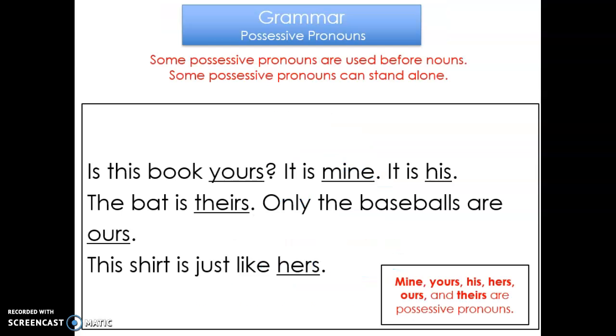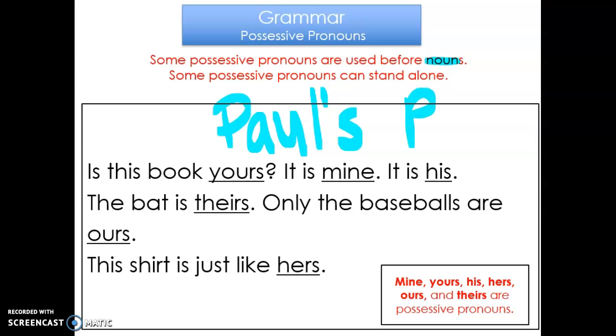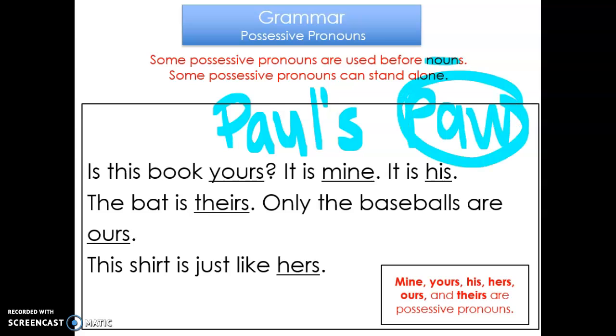So remember that a noun is a person, a place, or a thing. And then a pronoun is a word that takes away the noun or replaces it. So if we have a possessive pronoun, that means that the person owns something. So just like we saw in the story where it said Paul's with an apostrophe S, paw, we knew that the paw belonged to Paul because of this apostrophe right here. Okay, so that's kind of what a possessive pronoun is. It's talking about somebody who owns something.